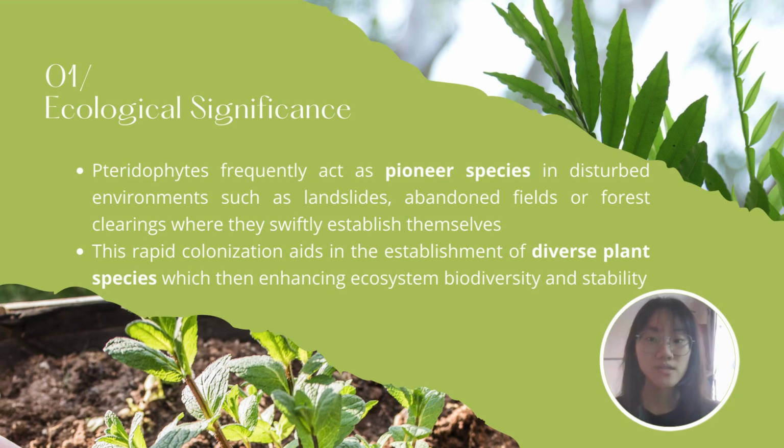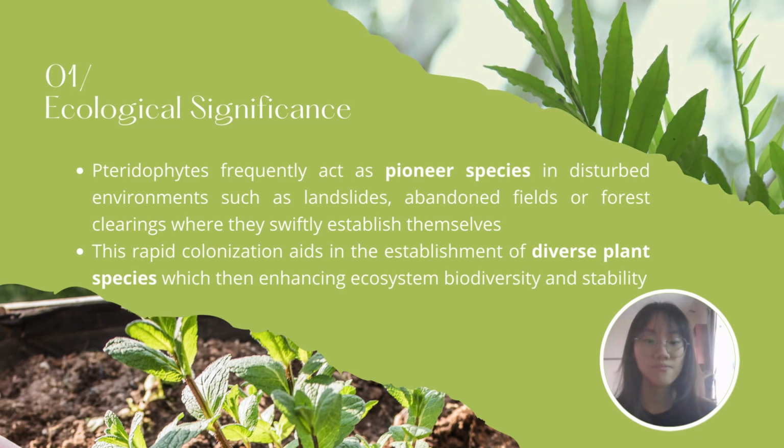The second ecological significance is that pteridophytes frequently act as pioneer species in disturbed environments such as landslides, abandoned fields, or forest clearings, where they swiftly establish themselves. Many pteridophytes have adaptations that allow them to thrive in challenging environmental conditions, such as poor soil quality, high levels of sunlight, or low water availability. These adaptations enable them to colonize habitats where other plants may struggle to survive. This rapid colonization aids in the establishment of diverse plant species, which then enhances ecosystem biodiversity and stability.